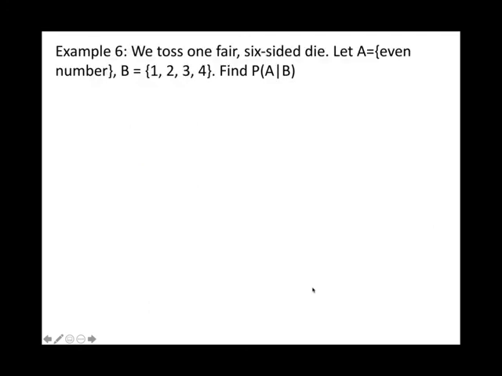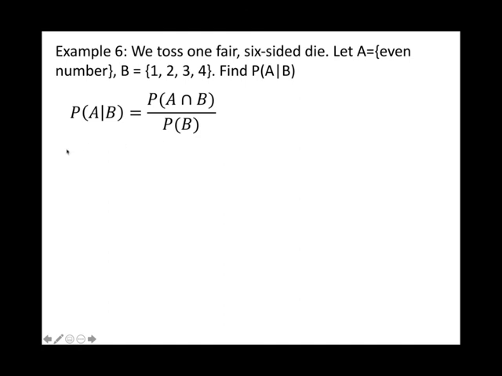Let's try the example. We roll one fair 6-sided die here, and we let event A be the even number. B will be the numbers 1, 2, 3, 4. And I want you to try to find the conditional probability. Find the probability of A given B. So first, write down the formula. Double check, B is the given information, so the denominator here is going to be B also.